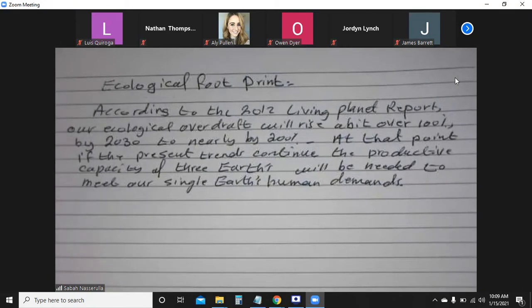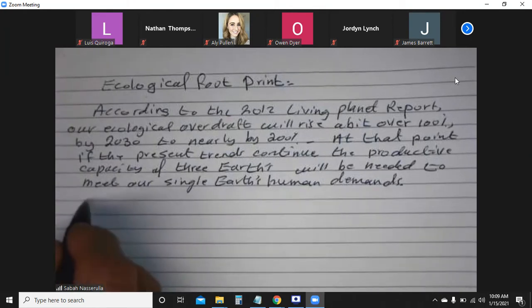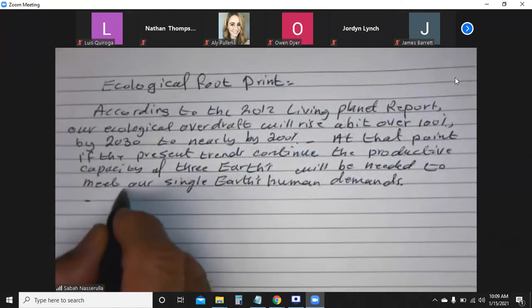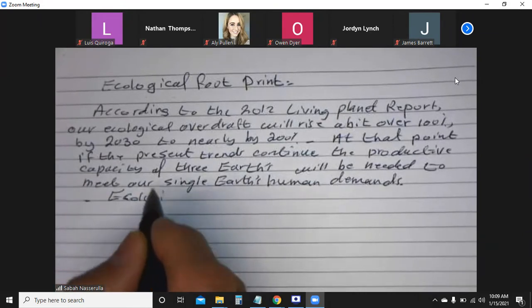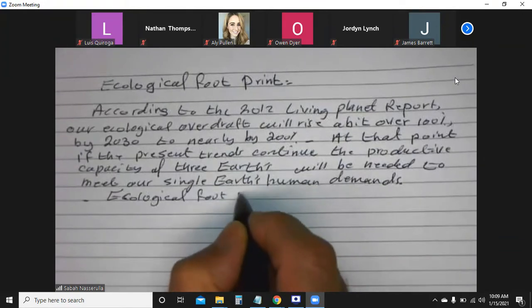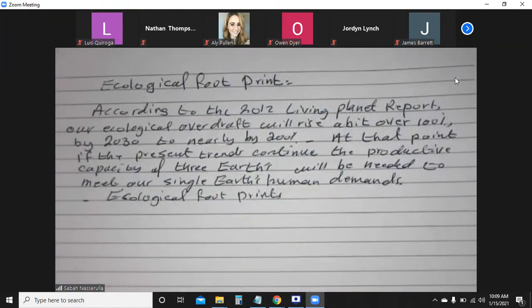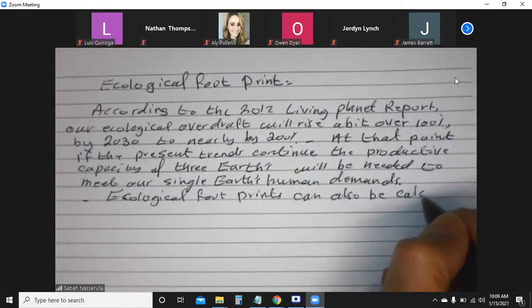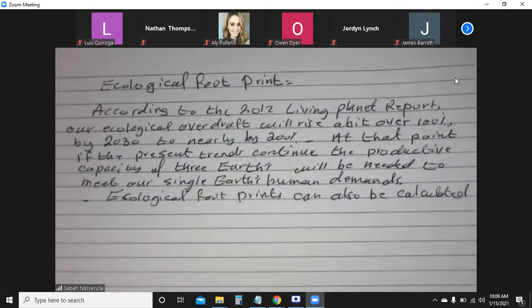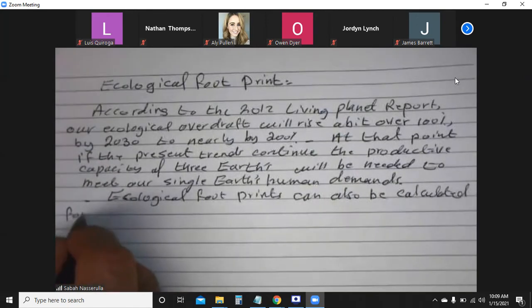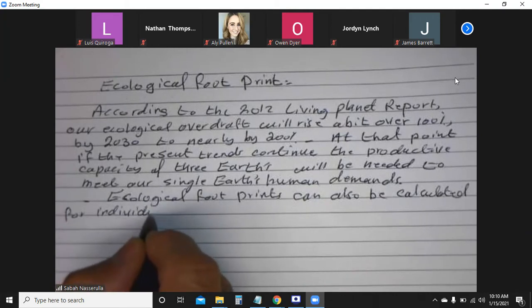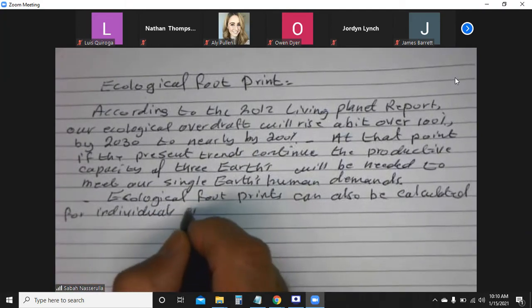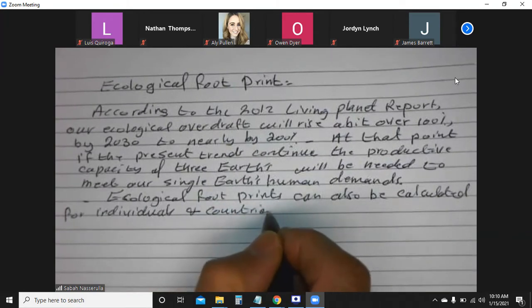Now also to mention the other point, of course, that we can calculate this ecological footprint. As a matter of fact, we can even calculate it for individuals and also for countries and so on. Ecological footprints can also be calculated for individuals and countries.